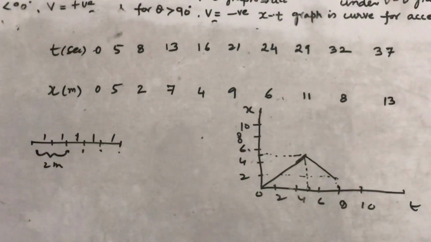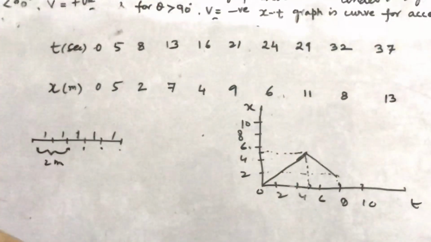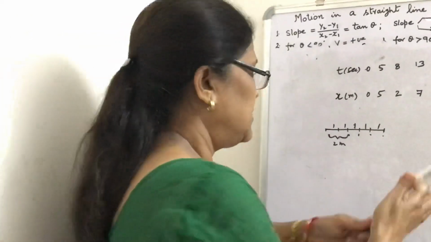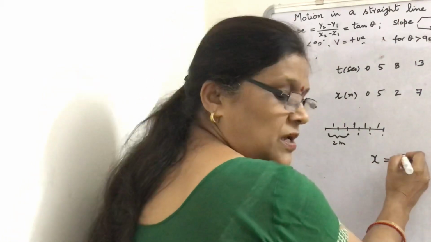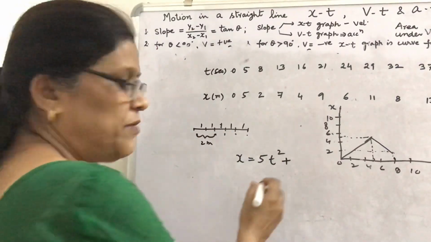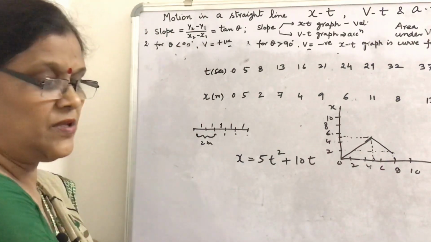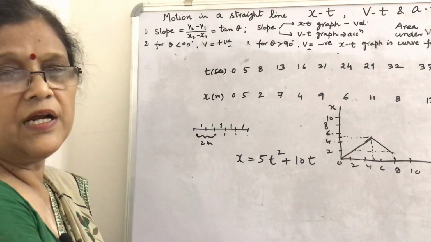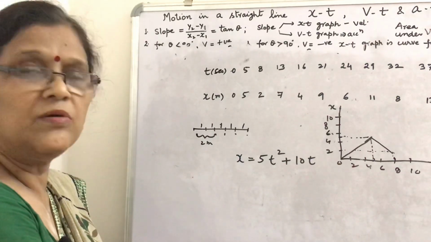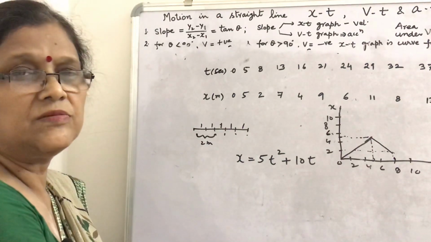So in this way you have to solve such questions. I have taken questions based on this, and now I am giving you one question: the position is given for an object in motion, x equal to 5t square plus 10t. You have to find the instantaneous velocity at 2 seconds, the average velocity between 2 and 3 seconds, and the instantaneous acceleration.